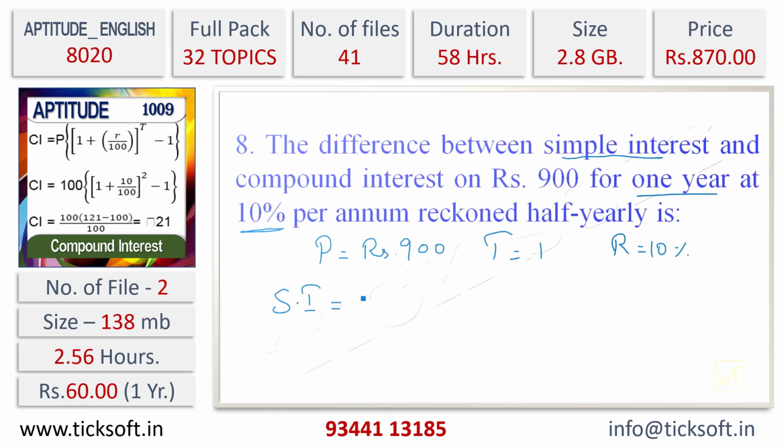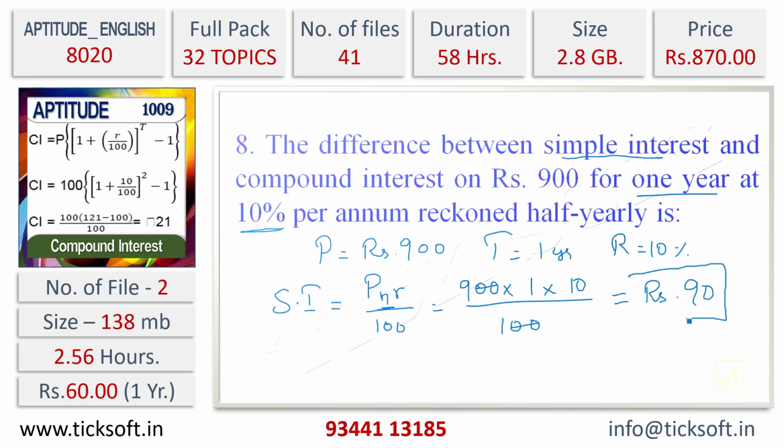So the simple interest will be equal to what? PNR by 100. So here this is equal to, the value of P is 900. The number of years N equal to this 1 year into the rate of interest R is equal to this 10 divided by this 100. Now if we cancel these two values, we get 9. So 9 into 1 into 10 will be equal to rupees 90. So this is what? The simple interest.